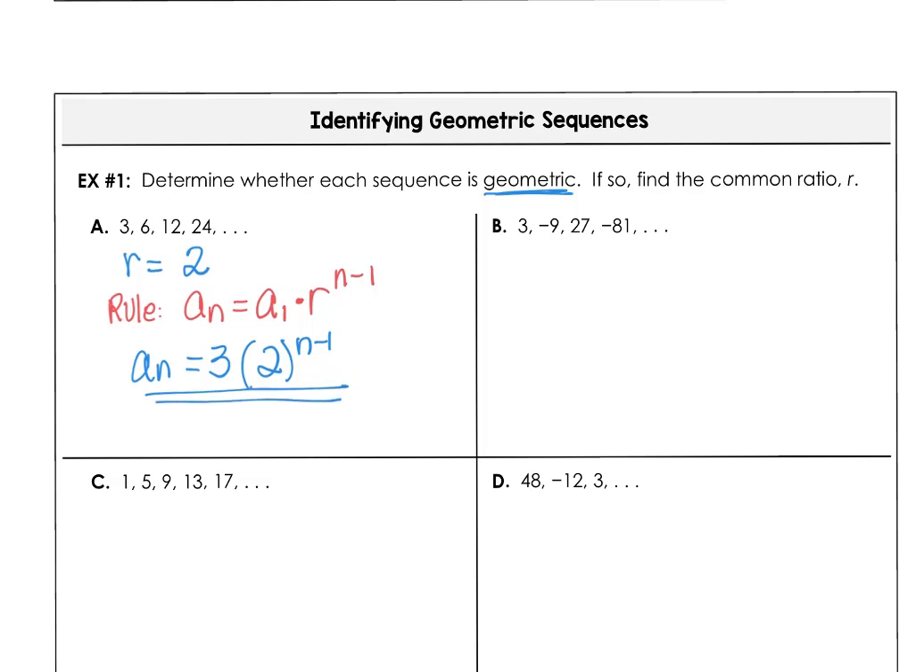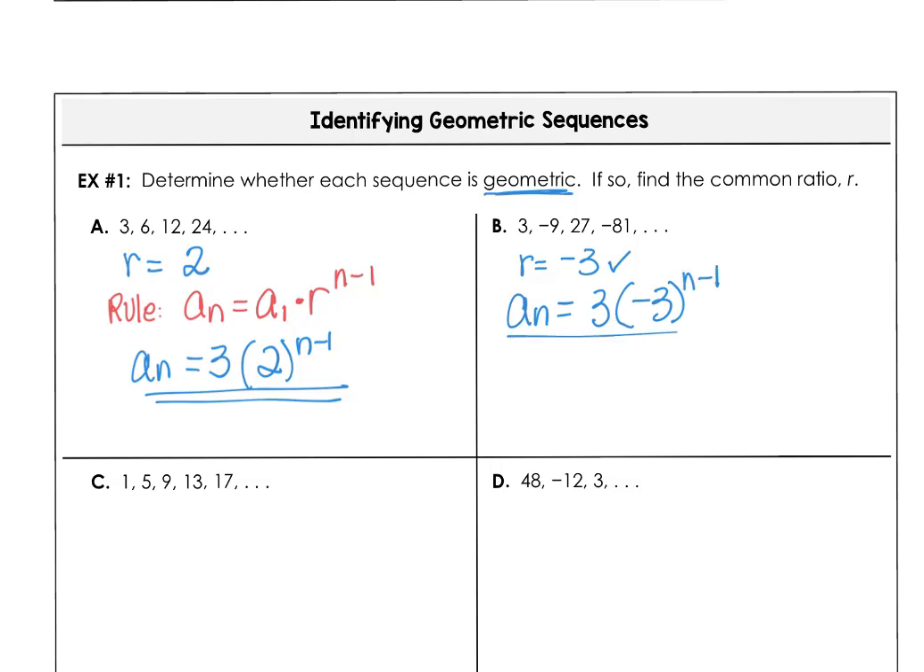In part B, the common ratio, 9 divided by 3, is going to be negative 3. 27 divided by negative 9 is also negative 3. And same for negative 81 divided by 27. So that explicit rule would be the first term times the ratio to the n minus 1 power.